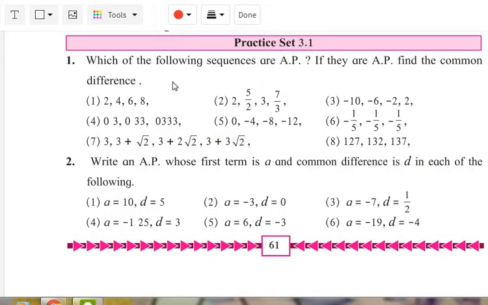Practice set 3.1. Question number first. Which of the following sequences are AP? If they are AP, find the common difference. First is 2, 4, 6, 8. I write here 2, 4, 6 and 8, dot dot dot, that is given.